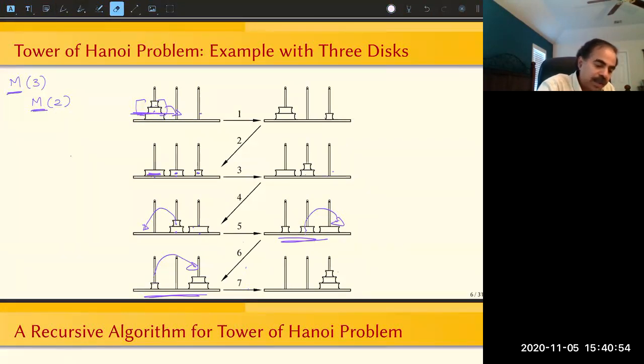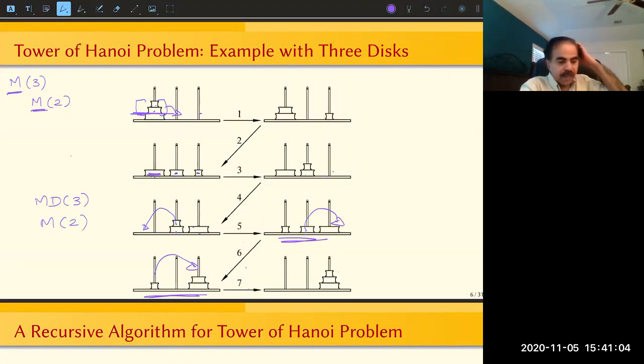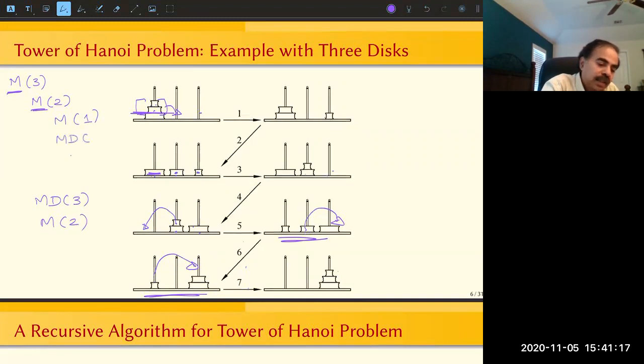So now I'm just going to create myself some space and move those instructions here: move disk of 3, move stack of 2, okay? And now let me expand what move stack of 2 is, right? Move stack of 2 has, again, 3 steps: move stack of 1, right? And then move disk of 2, and then move stack of 1, okay?